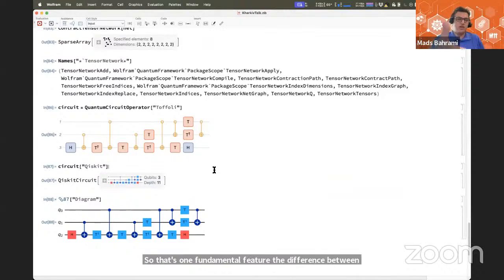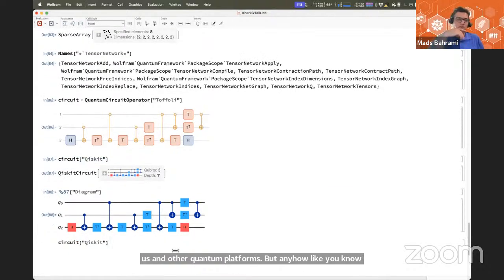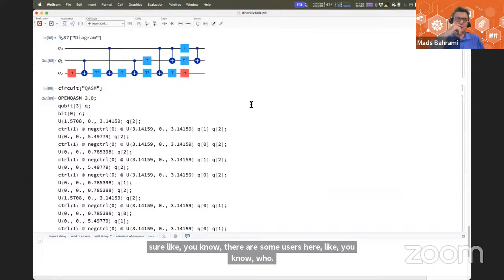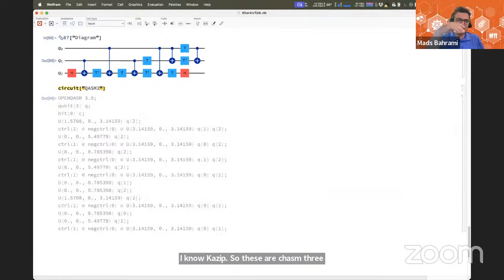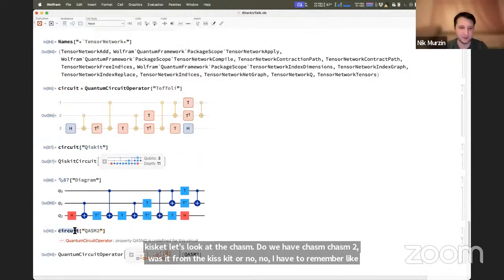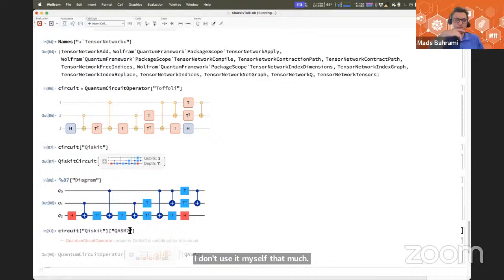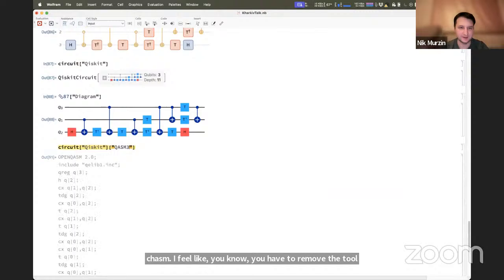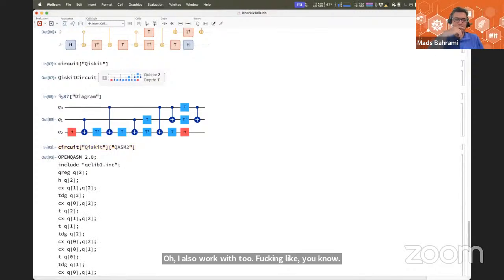But anyhow, this is the Qiskit. Now let's look at the QASM code. I'm sure there are some users here who know QASM. So this is QASM 3 code. Let's look at it from Qiskit. Do we have QASM 2, was it from Qiskit? I have to remember, I don't use it myself that much. Me neither. I think you have to remove the 2, or no, it also works with 2. I think it has both. QASM 3, yes.